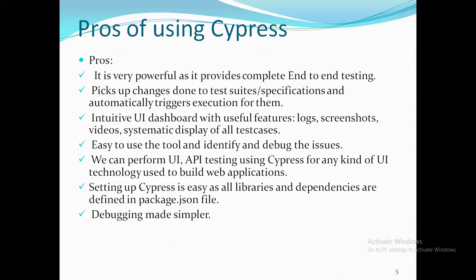Setting up Cypress is not that complicated. It is very easy, and you would see, when we cover the installation part, how easy it is. It is easy because all the libraries and dependencies are defined in the package.json file. It's similar to what we call a pom.xml inside a Maven project, but this is for JavaScript. We are using the package.json file. So all the libraries and dependencies we require, we will mention inside this file, and that will make our installation happen with some commands in the terminal prompt.